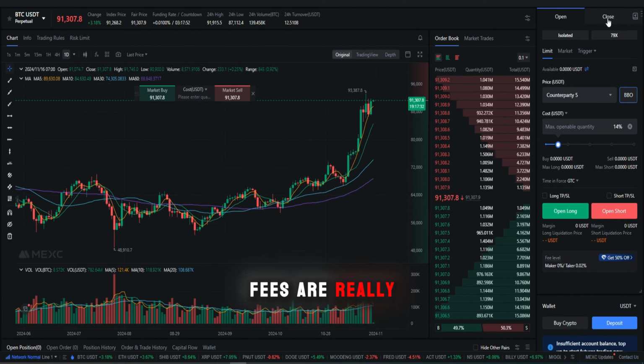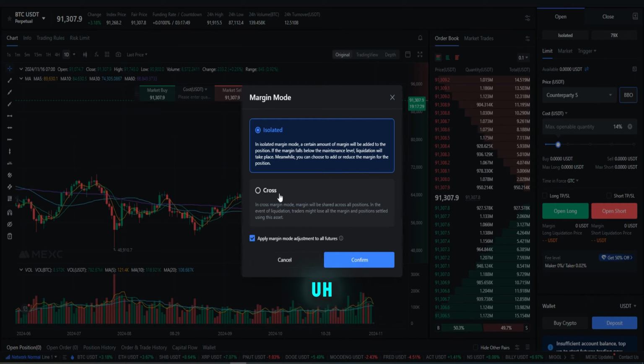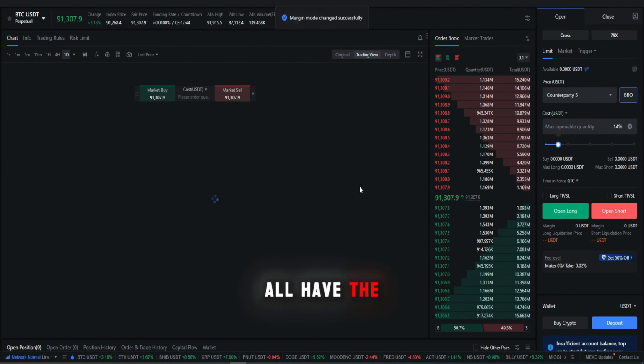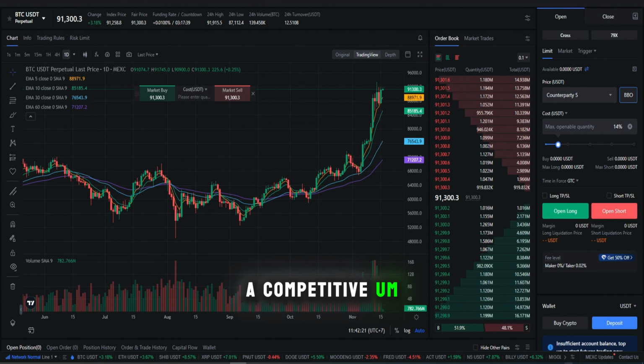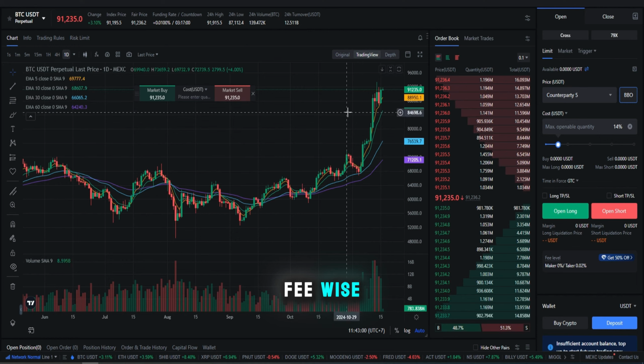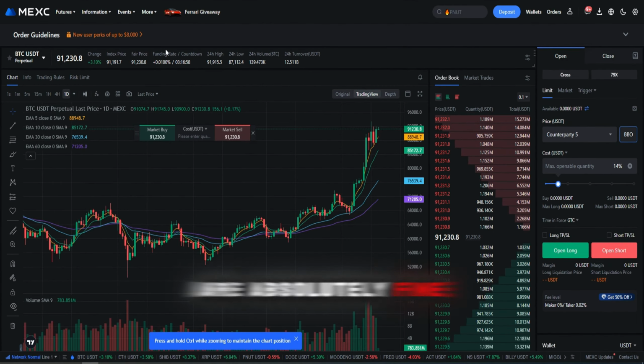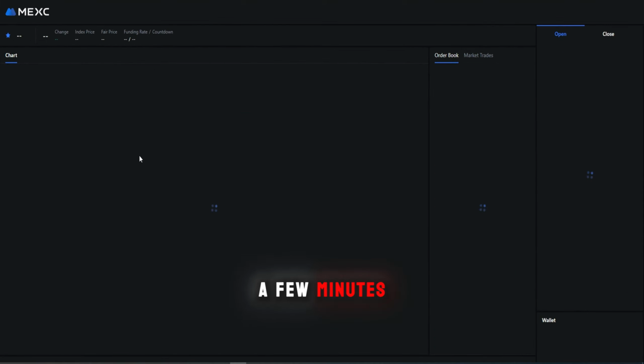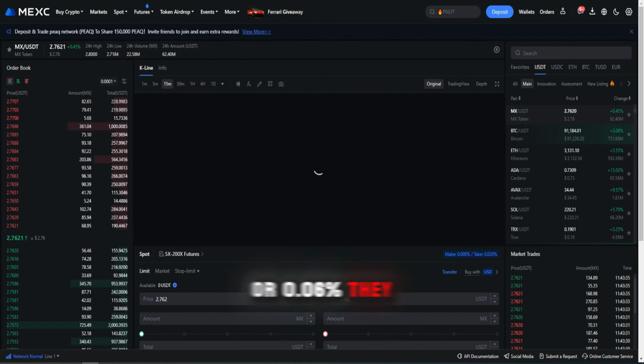I think these fees are really, really low. I compared it to other big leverage trading exchanges like Binance and BitGet, and they pretty much all have the same fees. And MEXC is definitely a competitive exchange in here, fee-wise. So these fees are absolutely fine. And I always say that these fees don't really matter that much because, as you know, Bitcoin moves many percent up and down within a few minutes and hours. So these 0.02 or 0.06%, they don't really matter at all.